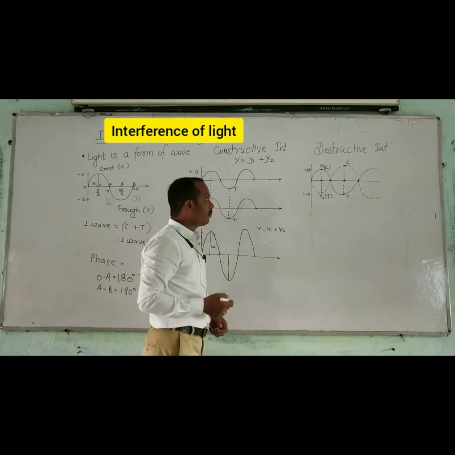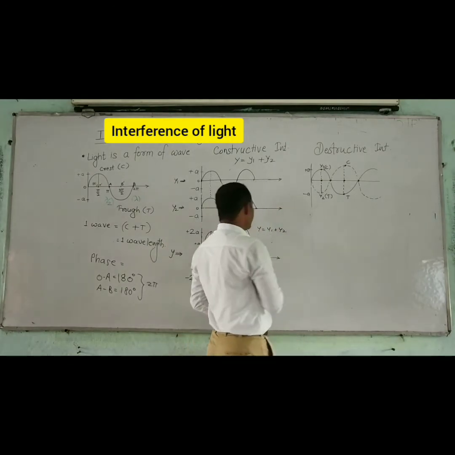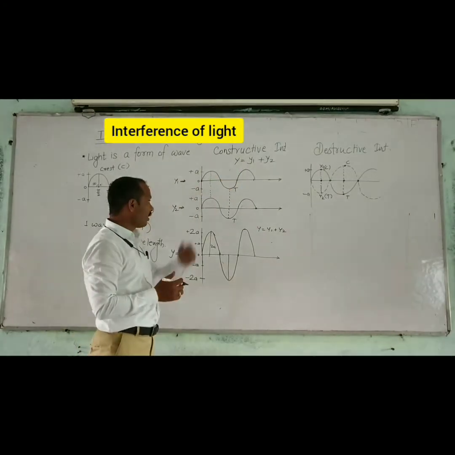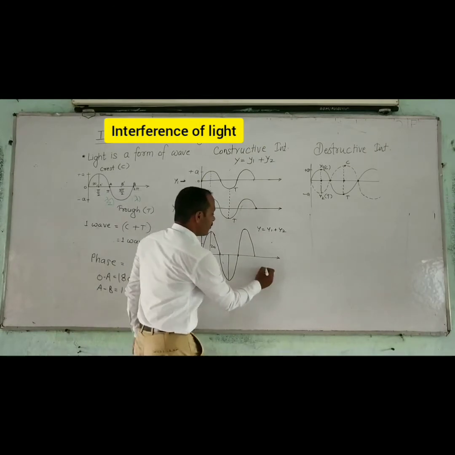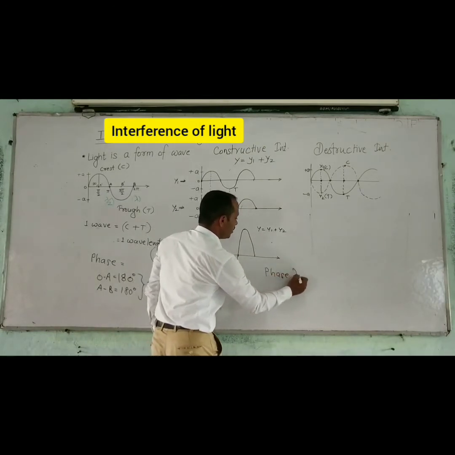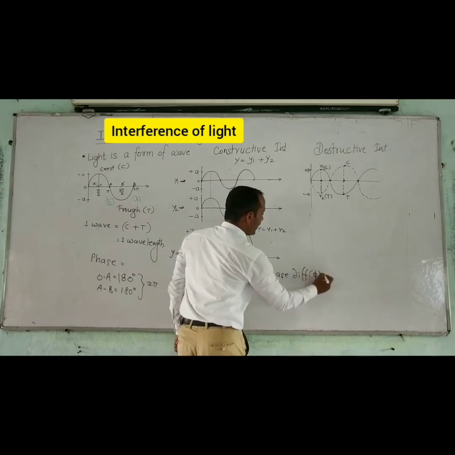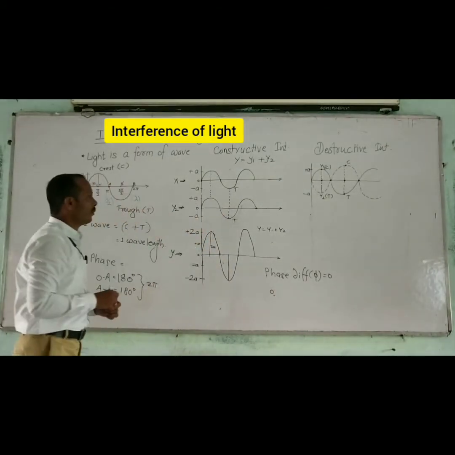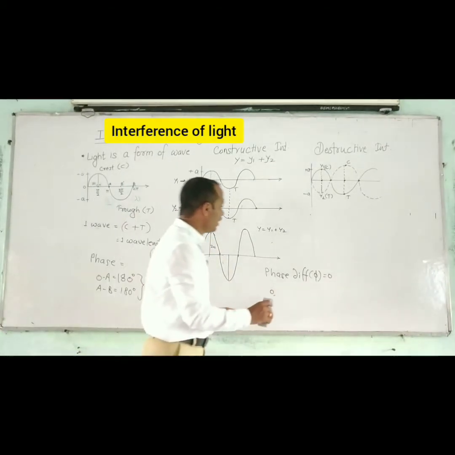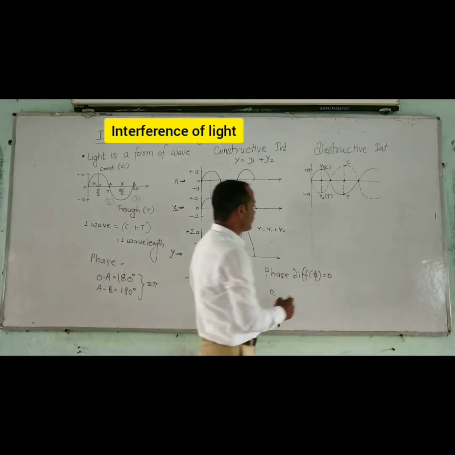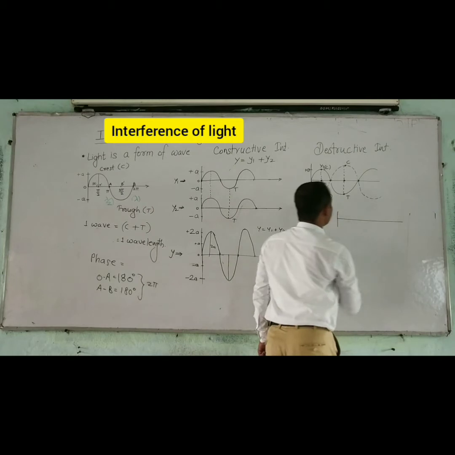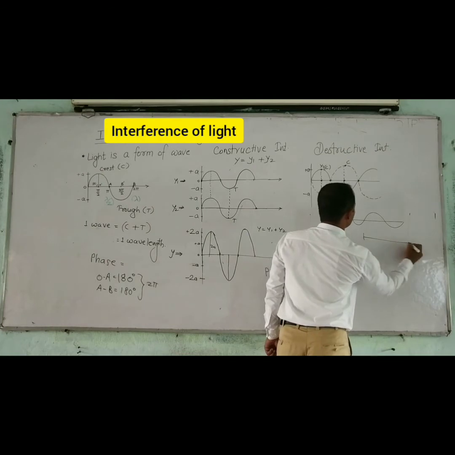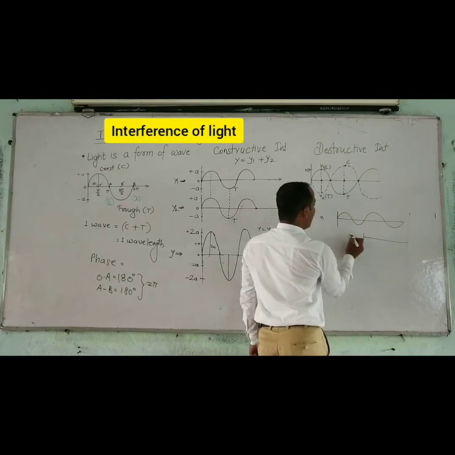Now, we can take another example of destructive interference of light. Before that, let us just discuss what are the conditions of a constructive interference. Now, the condition of a constructive interference is that the phase difference must be 0. Phase difference phi must be 0. Or we can explain using another example in which, suppose, this is another wave and this is y1 and y2.